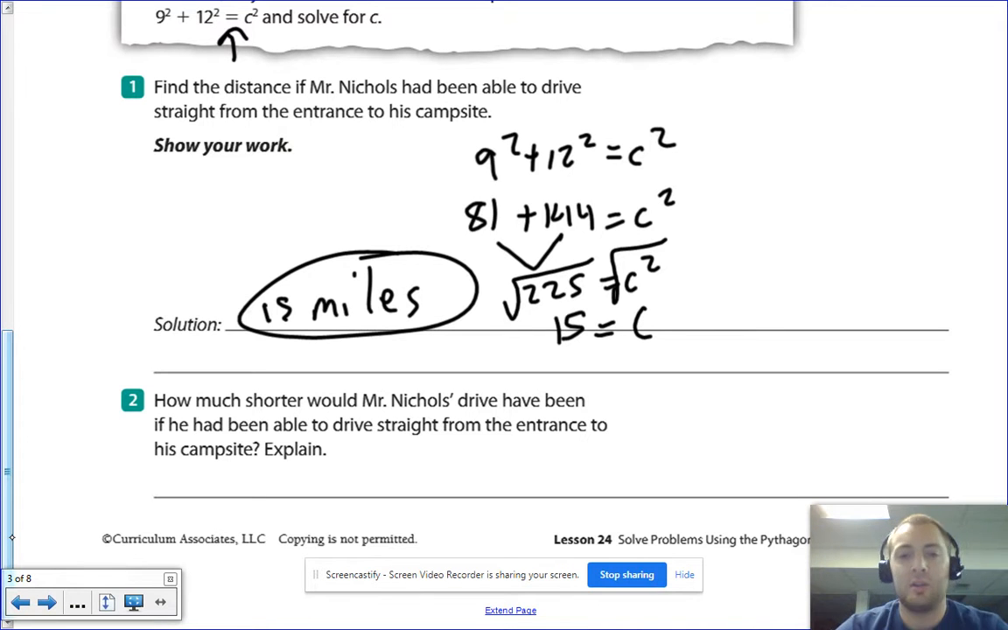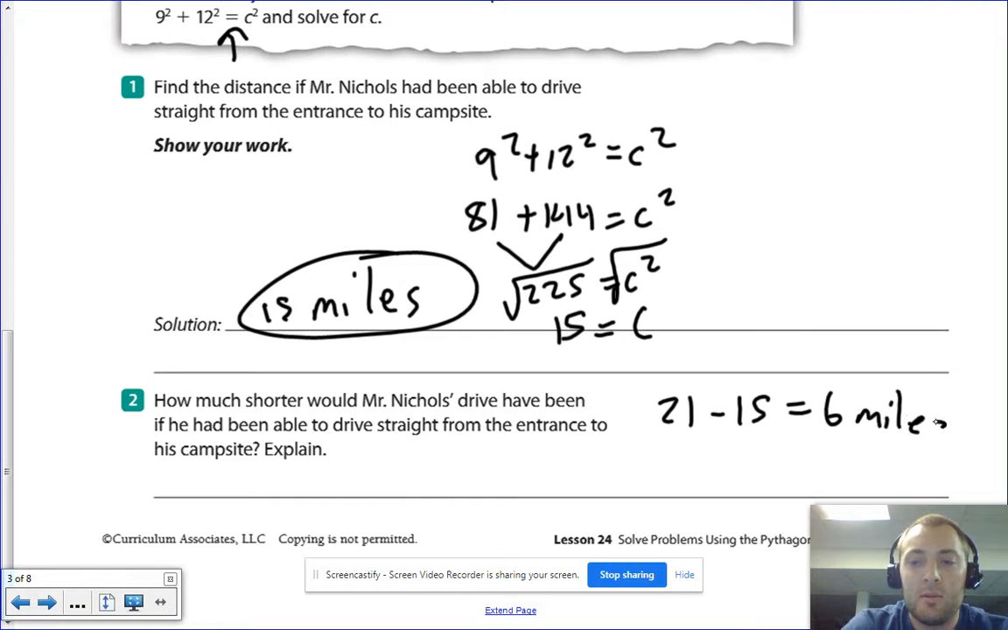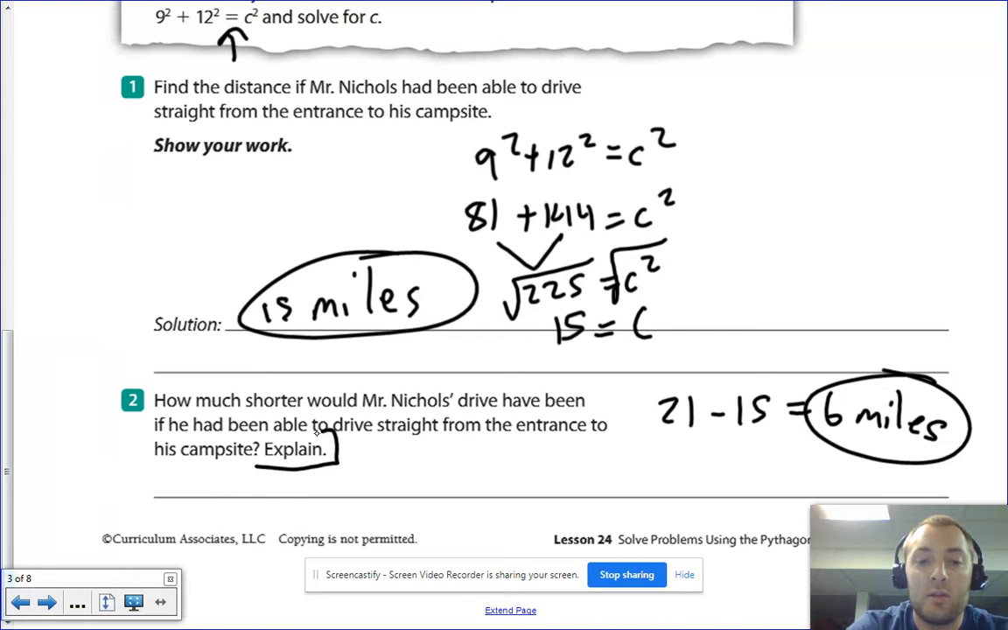Well, I kind of just explained that. If it was 21 that he drove, the difference between that and 15 is 6 miles. And I'm going to let you explain that in words. Okay? Make sure you explain.